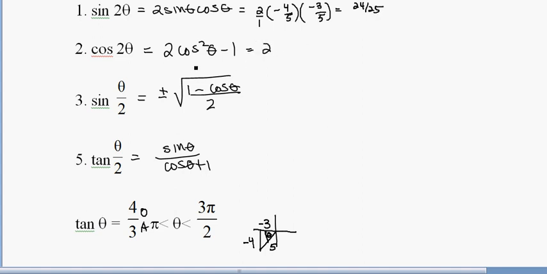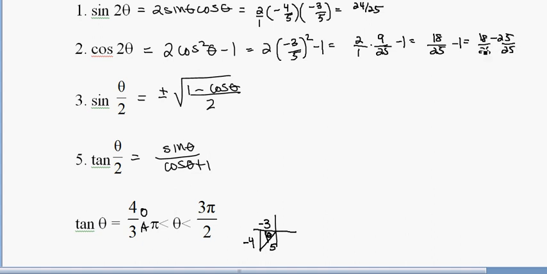So here we got 2 cosine squared, so cosine is negative 3 over 5. So that's negative 3 over 5 squared minus 1, which is 2 over 1 times 9 over 25 minus 1, which is 18 over 25 minus 1, which is 18 minus 25 over 25, which is negative 7 over 25.